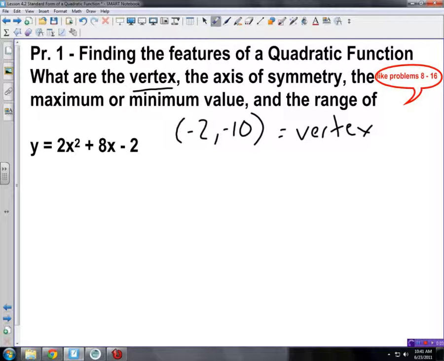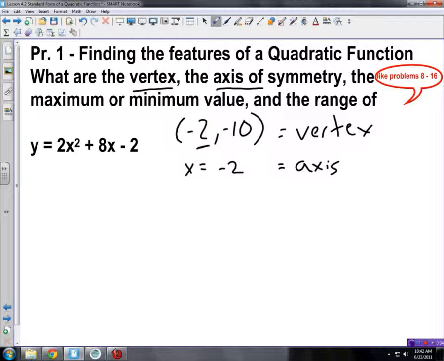Axis of symmetry. Now remember, the axis of symmetry is where we can fold the graph and have it be equal on both sides. And it's always going to be an x equals equation because it's a vertical line. And it's always going to be the x value of the vertex. So it's x is equal to -2. And this is our axis of symmetry. So now we have that part done.